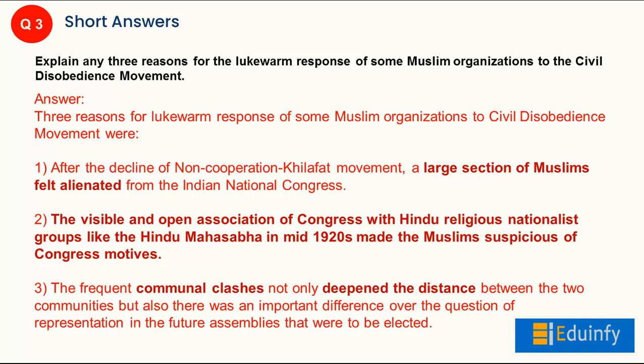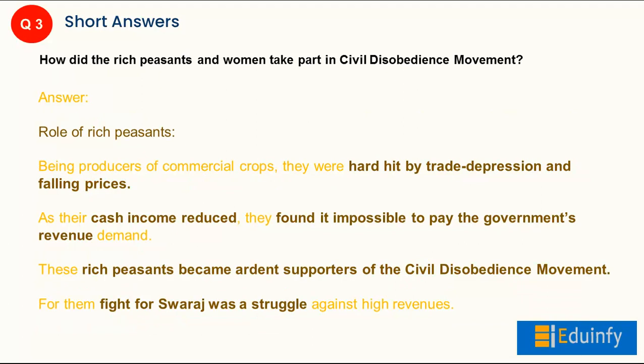Three reasons for the lukewarm response of some Muslim organizations to the civil disobedience movement were: After the decline of the non-cooperation Khilafat movement, a large section of Muslims felt alienated from the Indian National Congress. The visible and open association of Congress with Hindu religious nationalist groups like the Hindu Mahasabha in the mid-1920s made Muslims suspicious of Congress motives. The frequent communal clashes not only deepened the distance between the two communities, but there was also an important difference over the question of representation.